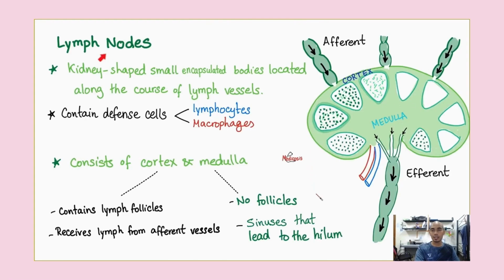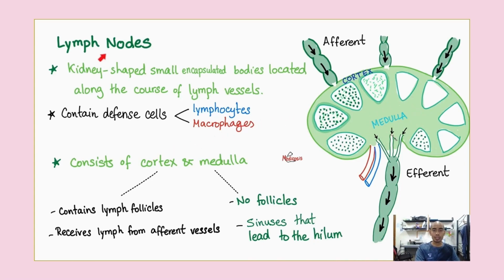Okay, this is our lymph node. As we can see, there are afferent vessel and efferent vessel. As we learned, lymph nodes are kidney-shaped small encapsulated bodies located along the course of lymph vessels. Like I said earlier, there are lymphocytes and macrophages, the B lymphocytes and T lymphocytes. B lymphocytes are mostly in the cortex, while the T lymphocytes are mostly in the paracortex around here.